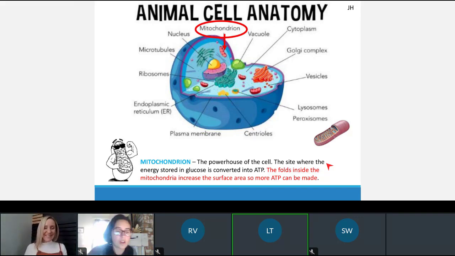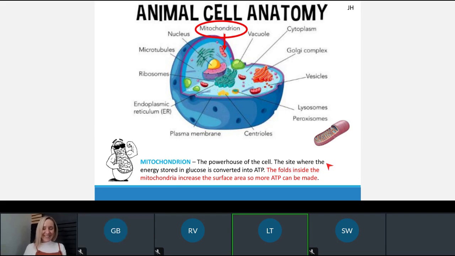Sure, here we go. Now it's working. The mitochondrion, the powerhouse of the cell, the site where the energy stored in glucose is converted to ATP. The folds inside the mitochondria increase the surface area so more ATP can be made.